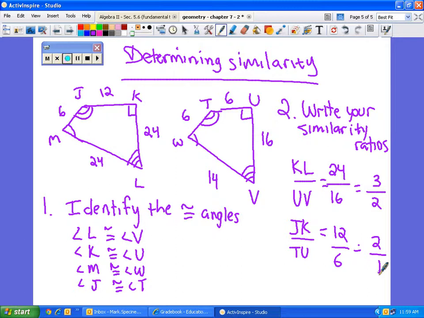So, look what I have. I have one pair of sides in the ratio of 3 to 2. Another pair of sides is in the ratio of 2 to 1. That means I now know that these two figures are not similar. I do not have to keep going. Don't waste your time.